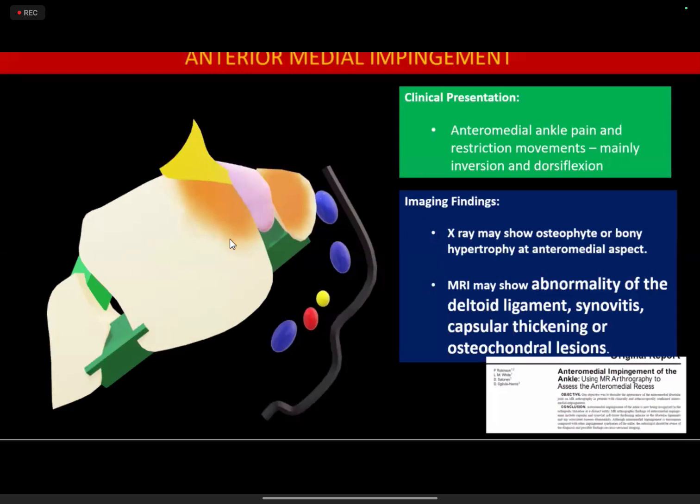The X-rays may show osteophytes, right? MRI may show abnormality of the deltoid ligament. There might be associated synovitis here, capsular thickening, or osteochondral lesions. So this again will cause impairment of the range of motion. And for athletes who need proper range of motion, this can be a limiting factor in their sports.